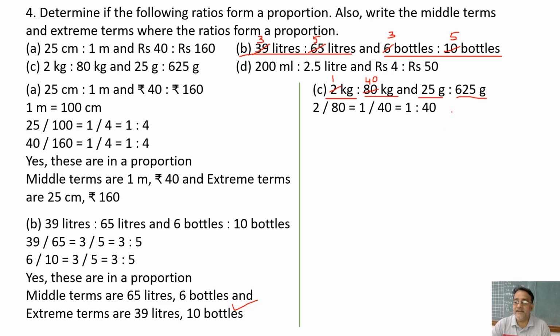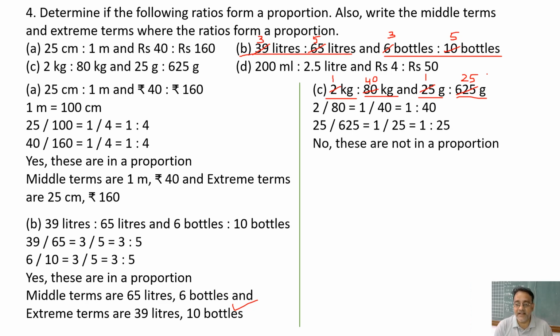And now 25 and 625. 25 से डिवाइड करेंगे. 25 ones are 25 and 25 twenty-fives are 625. So we are getting 1:25. So here the ratios are not equal. So they are not in proportion. ठीक है, clear? Yes, sir. Right. Now the next one.